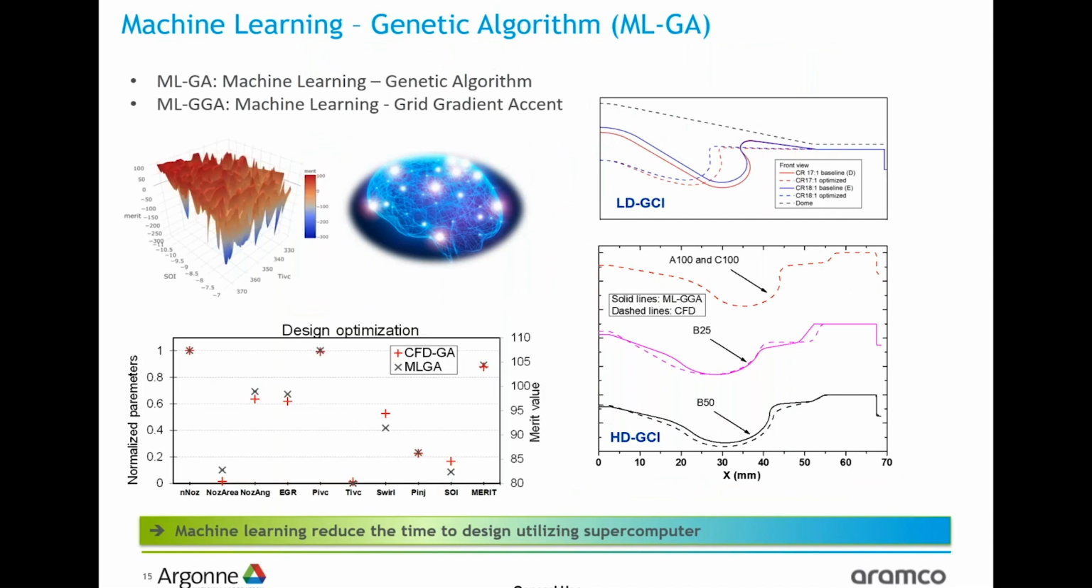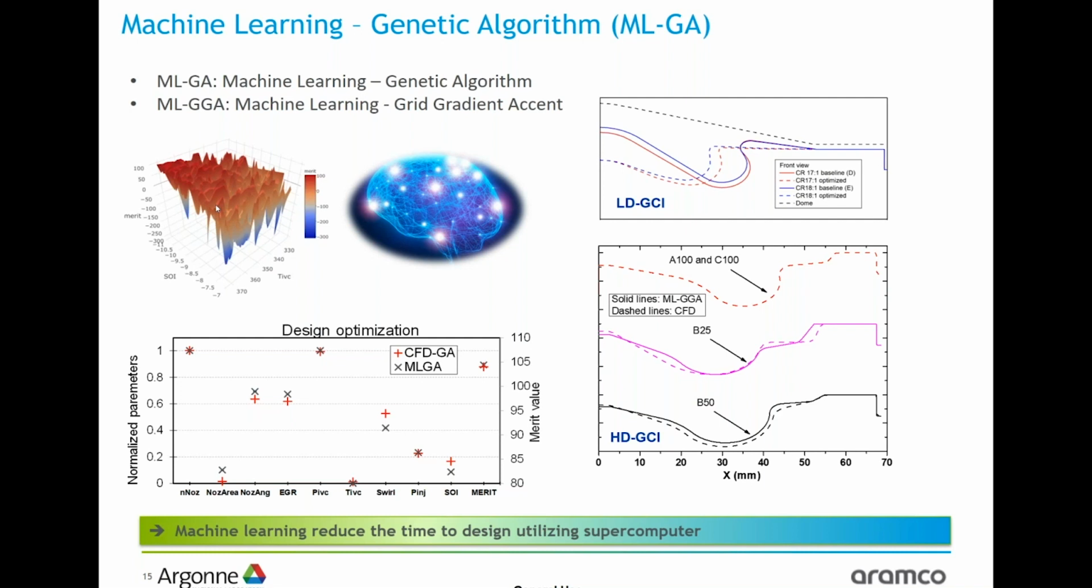So we are also, like I mentioned, using machine learning to help us further reduce the time to design. Here, there are a couple of methods. One is a machine learning genetic algorithm method. Basically, you can see from this plot, it's a very complicated surface, right? So you want to use machine learning to do this kind of data mining, right?